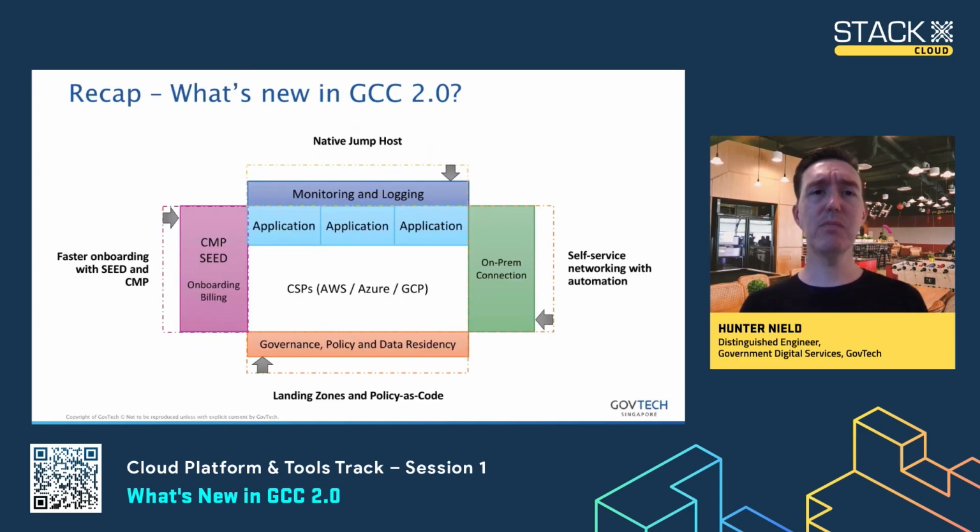So really just a quick recap, what's new in GCC 2? On the left-hand side, we've seen both the CMP and SEED helping enable faster onboarding. We've got cloud-native jump hosts to improve connectivity and the ability to log into our servers. On the right-hand side, the improvements to networking to enable more self-service with policy as code to help enforcement and checks. And finally, at the bottom, the landing zones and the policy as code elements that fit together into the GCC platform to cover off the various different elements that we've refined as we build out GCC 2.0.